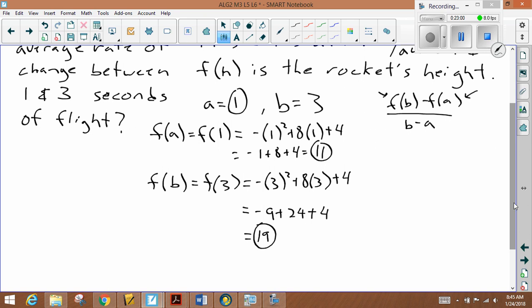All right, so now we've got our f of A, we've got f of B, we have A, and we have B. We can now plug them in here. F of B is 19 minus f of A, which is 11. B minus A is 3 minus 1. So 19 minus 11 is 8 over 2. So we get a rate of change of 2. I don't know, meters per second. I didn't give the original problem any units. So the rate of change is 2. Meters per second, maybe? I don't know.